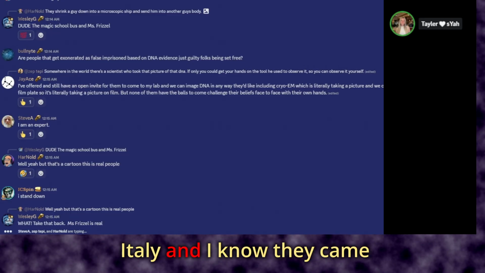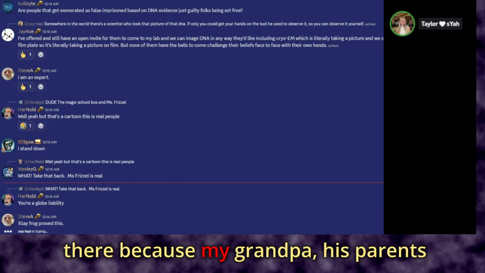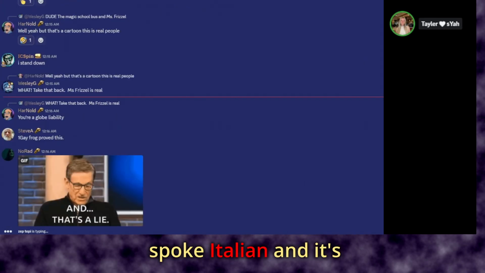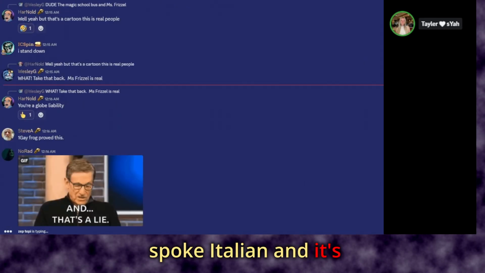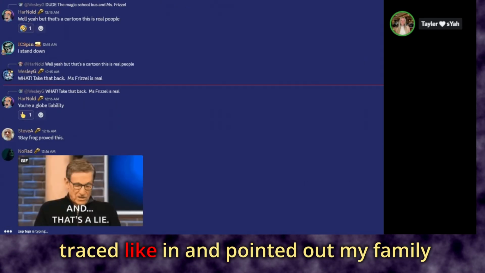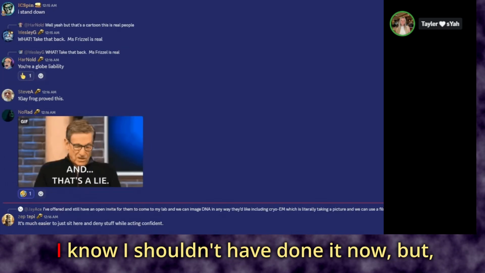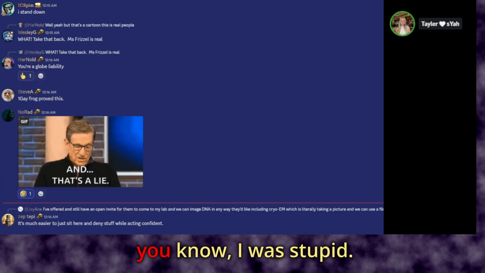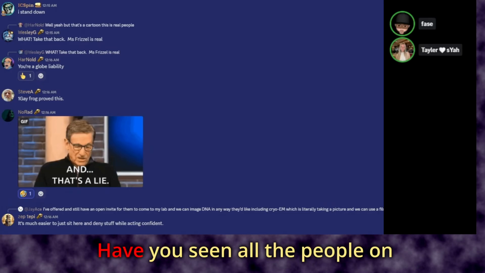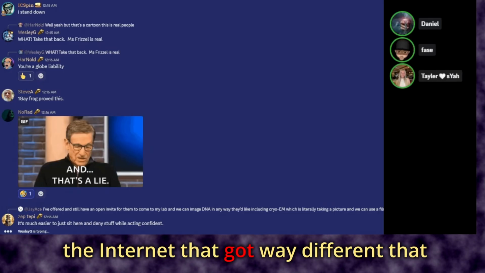Okay, so my family came from Sicily, Italy, and I know they came there because my grandpa's parents spoke Italian, and it traced them back there and pointed out my family members, which were accurate. This is before I was woke, and I know I shouldn't have done it now, but I was stupid. Sent off my DNA, and it came back accurate.